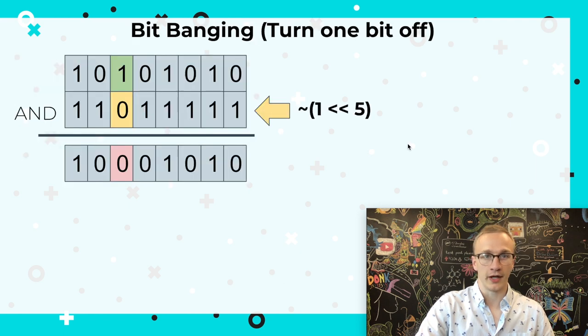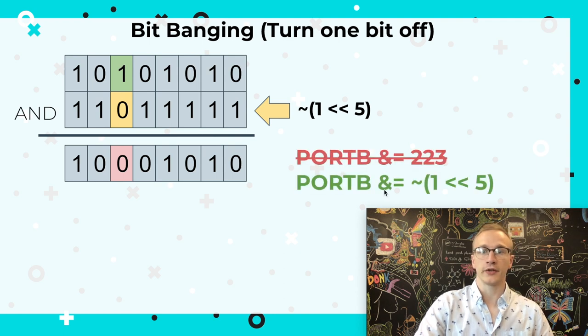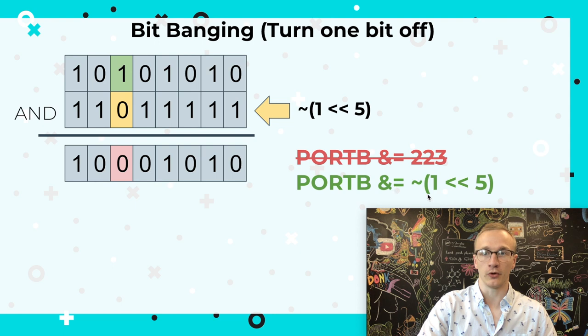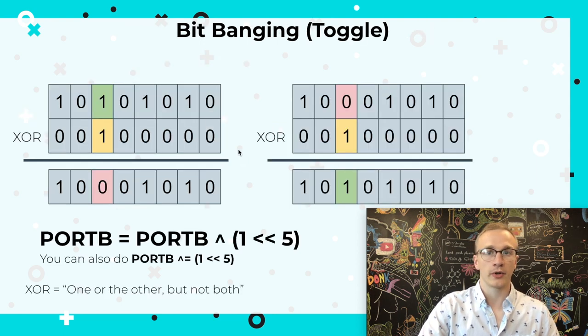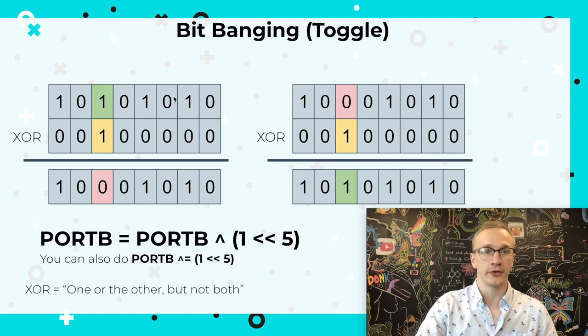And this should look familiar, because in our AND operation to turn a bit off, we wanted all 1s except for a 0 where we wanted bit PB5. So this is all 1s and a 0 here, which means that we just do 1 bit shifted to the left 5 and invert that. So once again, instead of using PORTB AND equals the number 223, which is the decimal equivalent of this binary number, we can make it more readable by saying PORTB AND equals 1 bit shifted to the left 5, inverted.